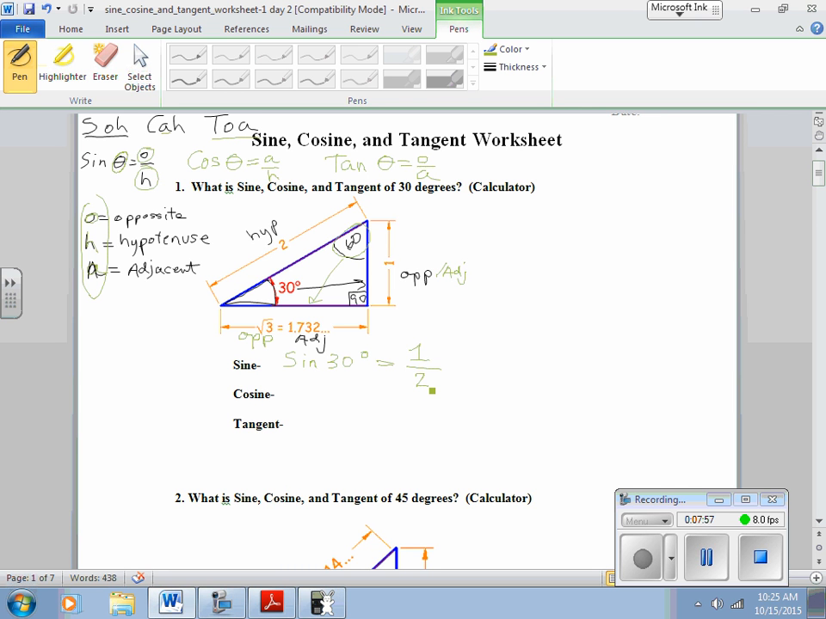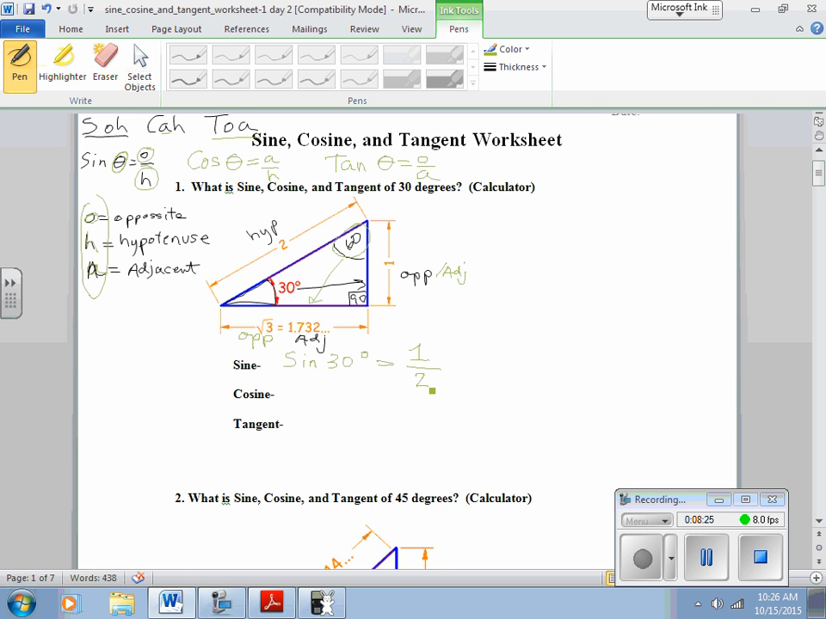All right, stop me right there. Right here? It's an equal sign, right? Oh, right here, yes. That's an equal sign. Sorry about that. So that's sine of the angle that we're given. That's the 30 degrees. And the opposite side is the one that's 1. The hypotenuse is 2. Okay?